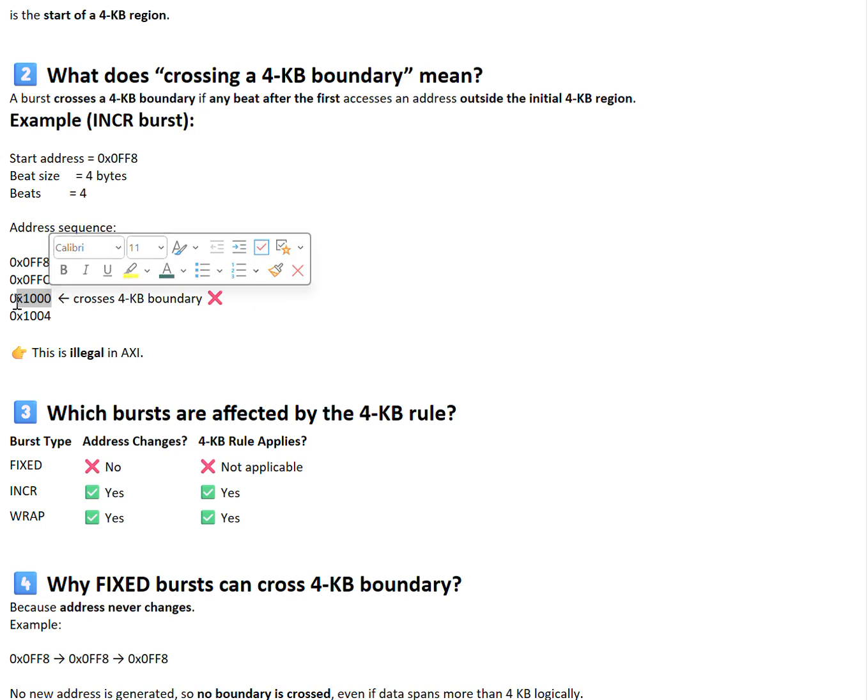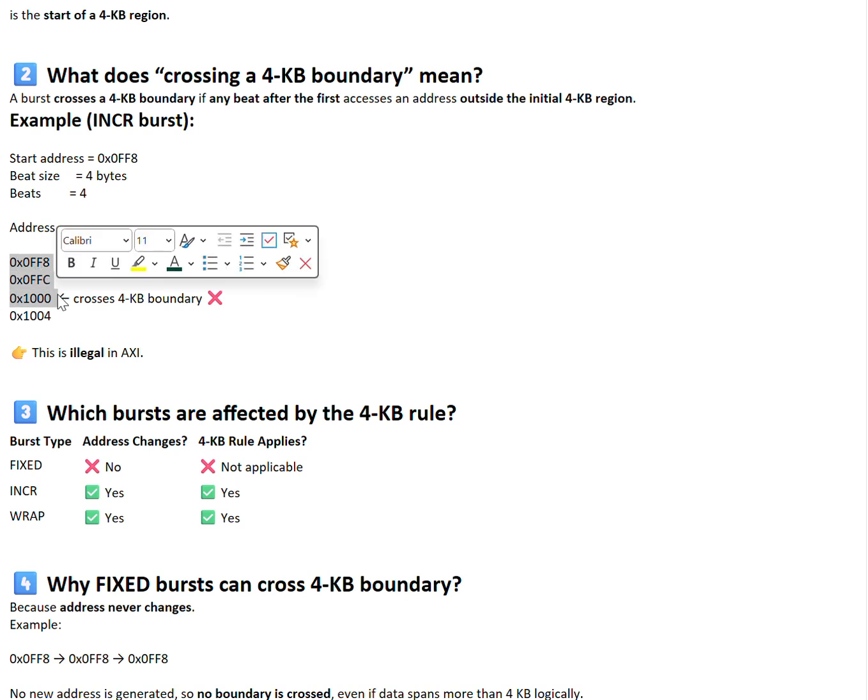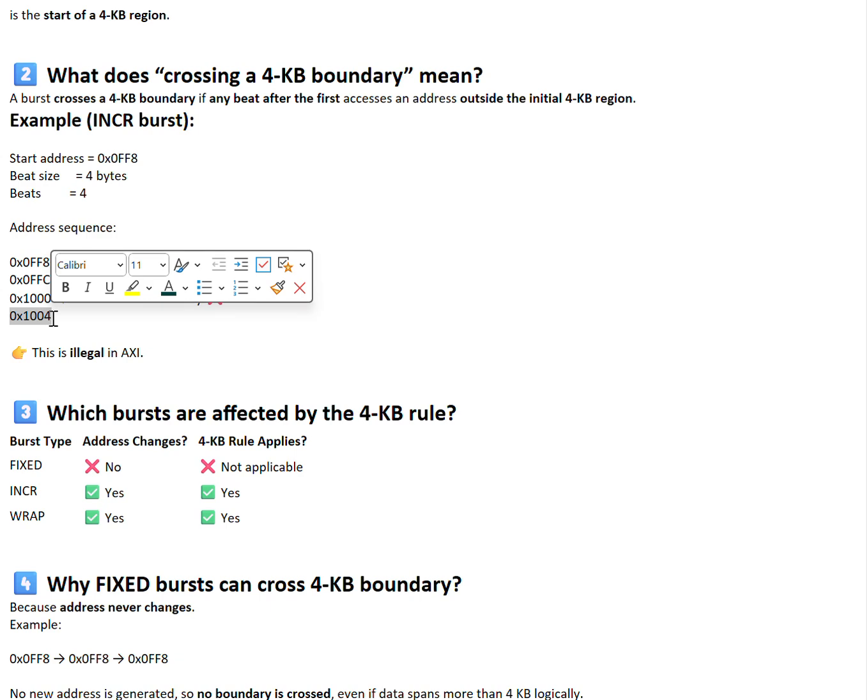So this is the 4KB boundary. It cannot increment to 1004 since this is crossing the 4KB boundary. So this is illegal in AXI. The first beats need to be transported as a separate burst, and this 1004 needs to be transported as a separate burst.